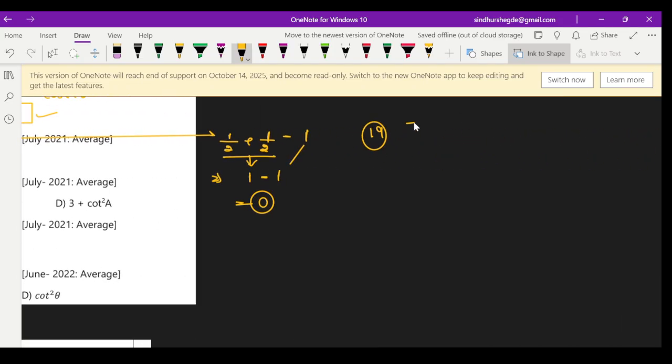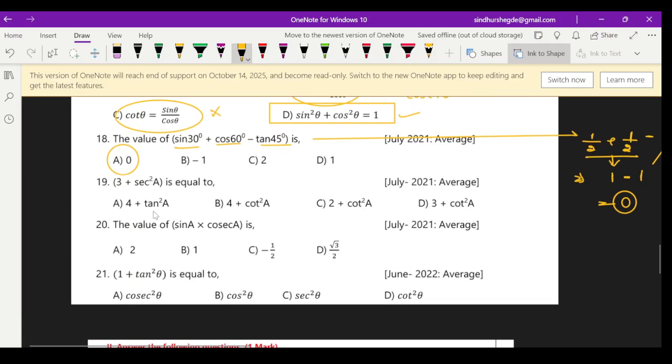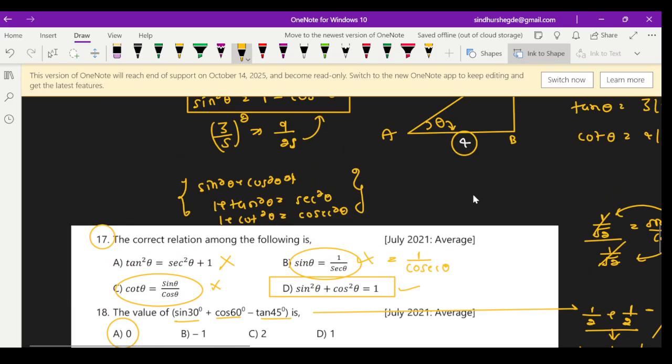19th question is 3 plus secant square A. So if you are very confident, then immediately pause the video and try to solve by yourself. Okay. So what is the known identity related to secant square? Because we have to get the answer in terms of tan and cot, there is only one identity known to us, that is 1 plus tan square theta is secant square theta.